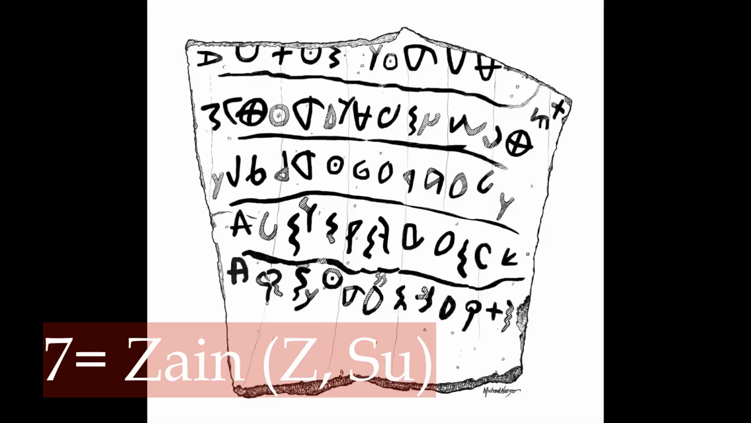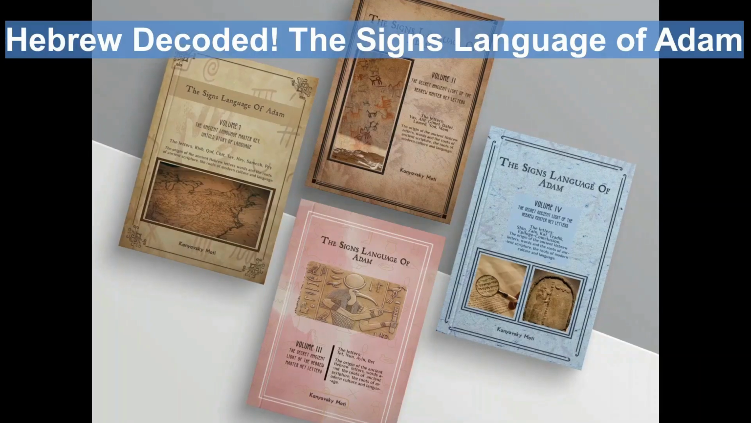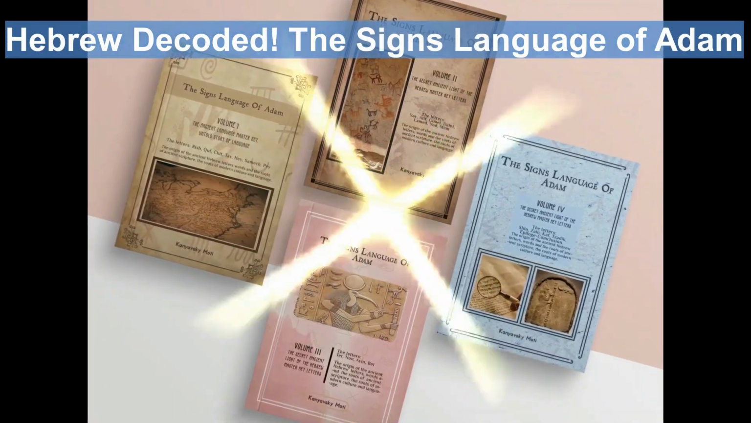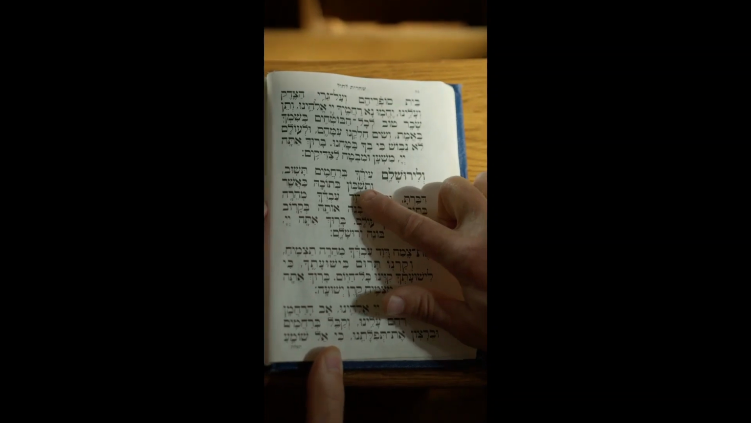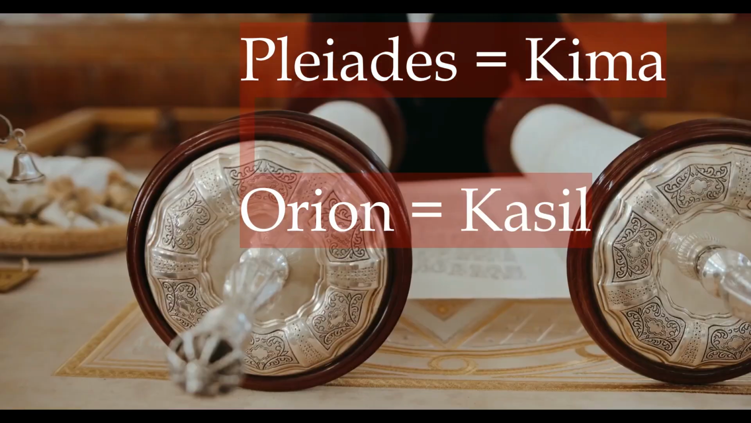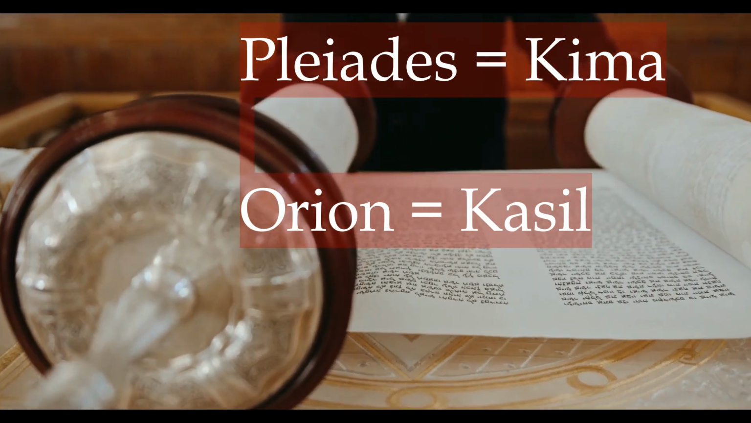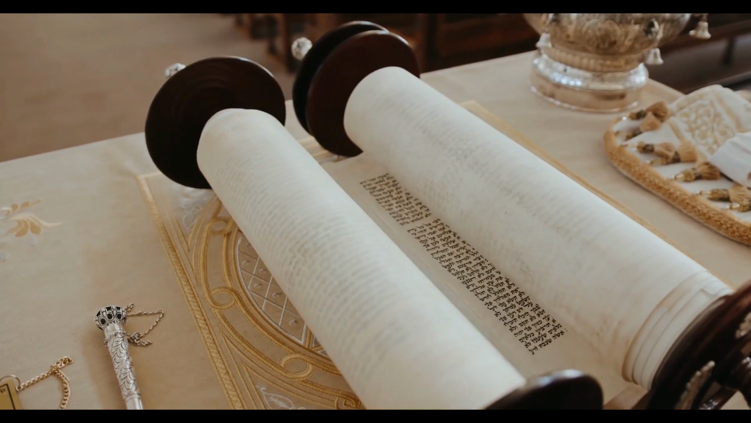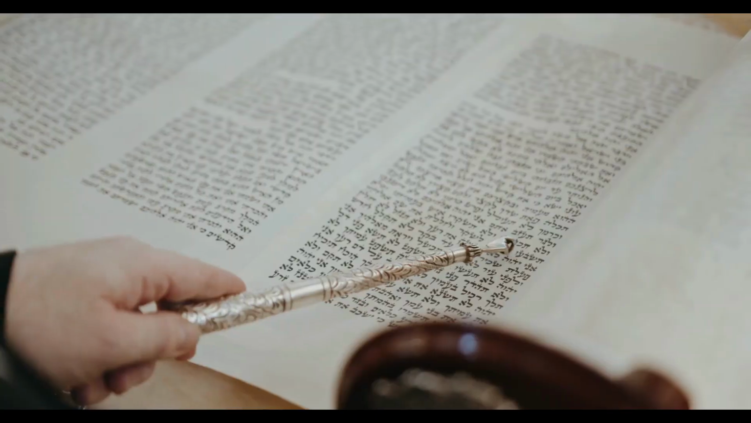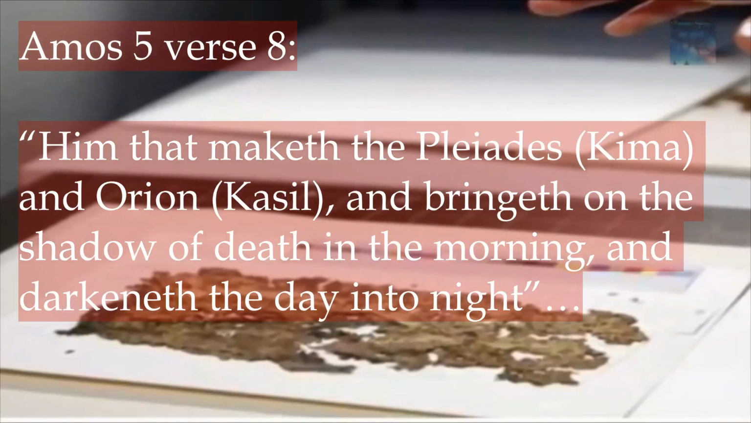For more on the deeper mysticism and meaning of the letters Ayin, Zayin, and the number 7, see Hebrew Decoded. The signs language of Adam. In the Bible, this star constellation system is called Kima, and Kesil, for example, see Job, chapter 9, verse 9, Job, chapter 38, verse 31, Amos, chapter 5, verse 8, and see also, for example, from the book of Amos.